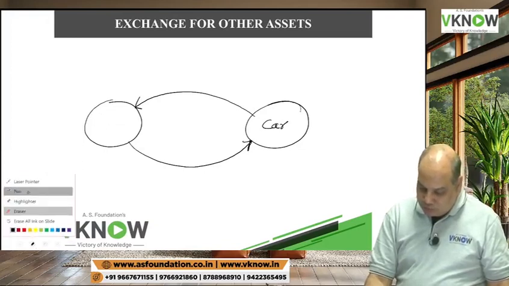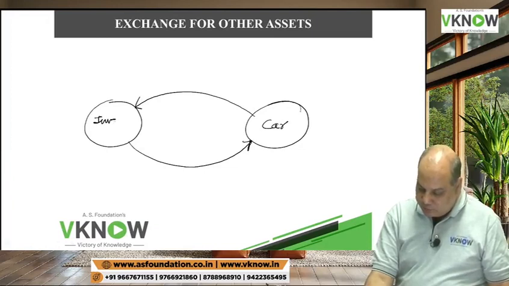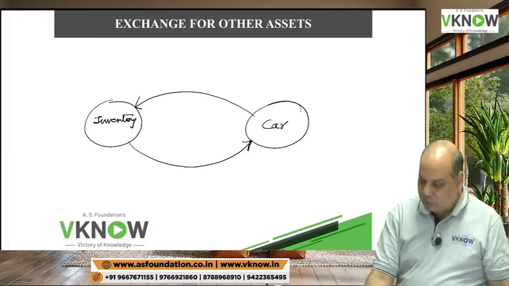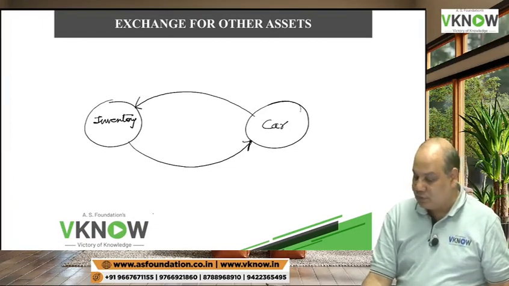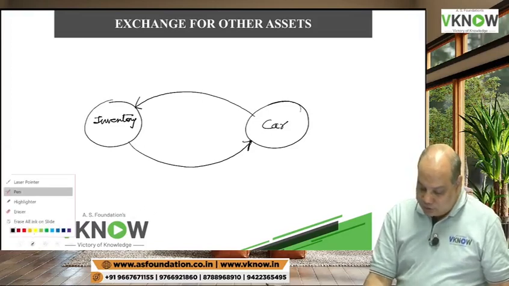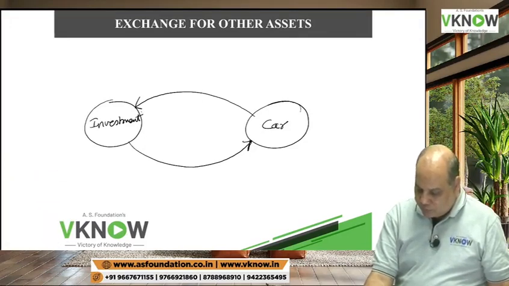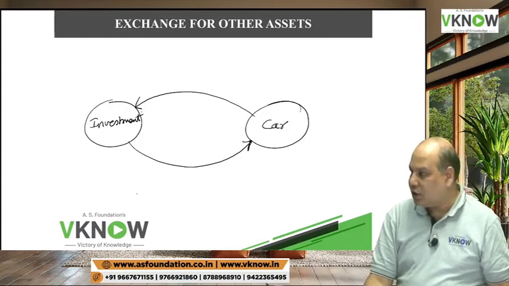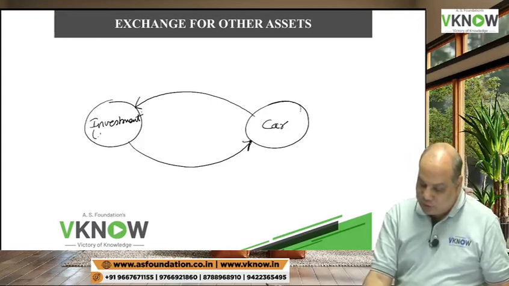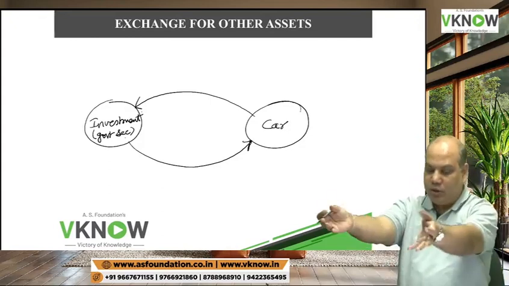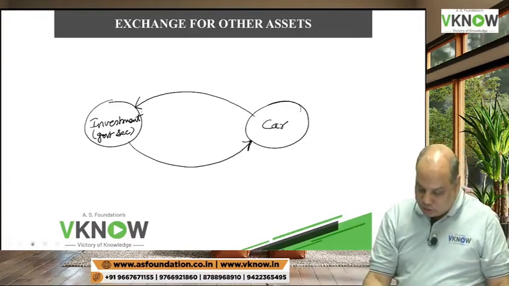Or for example, you have given inventory and you have acquired a car. Or for example, you have given an investment and you have acquired a car. You had some government security, you said you take my government security and you give me your car. Or what else is possible?